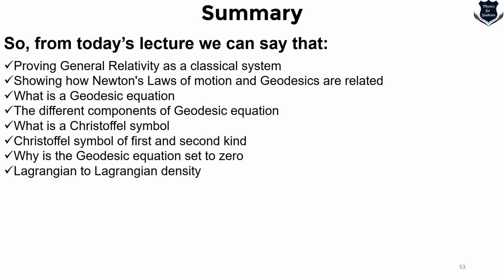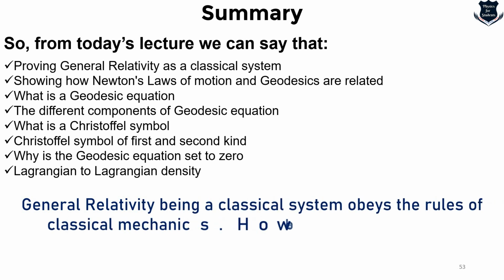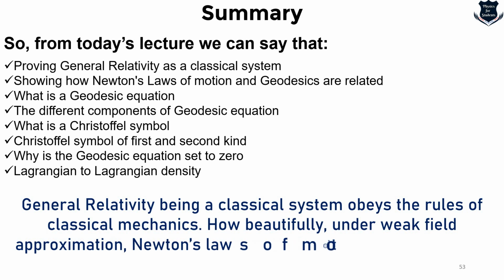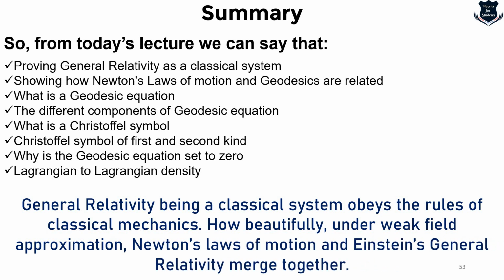So here is a quick summary from today's lecture. What we understood is that we proved general relativity as a system which is classical. We showed how Newton's law and geodesics are related. What is a geodesic? What are its components? What is the Christoffel symbol? What is the first and second kind? Why is the geodesic equation set to 0? And why do we move from Lagrangian to Lagrangian density? So finally, what we can say is that general relativity, being a classical system, obeys the rules of classical mechanics, and how beautifully, under the weak field approximation, Newton's law either way gets merged into the general theory of relativity, just as all the small rivers strive and go and merge into the vast ocean.